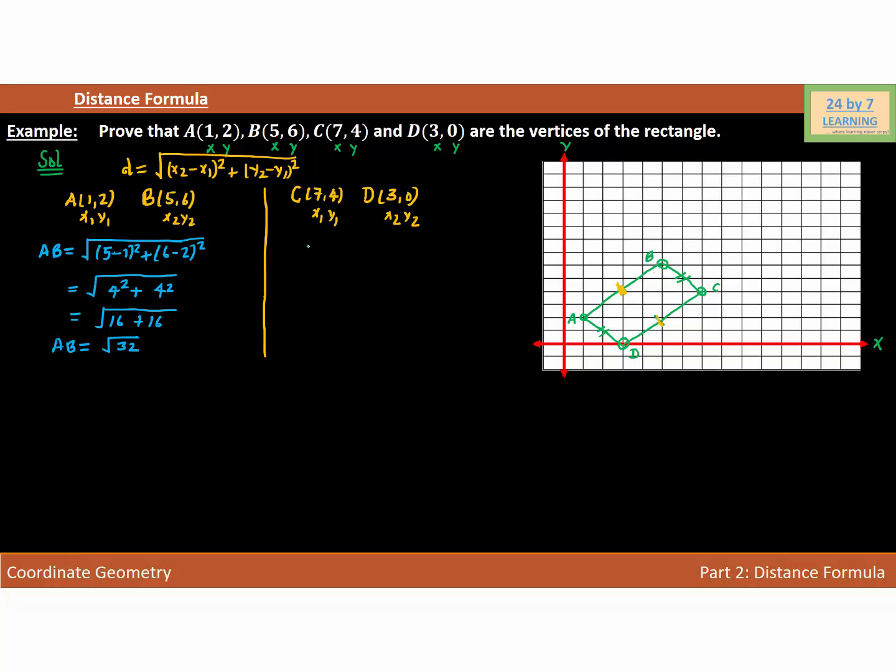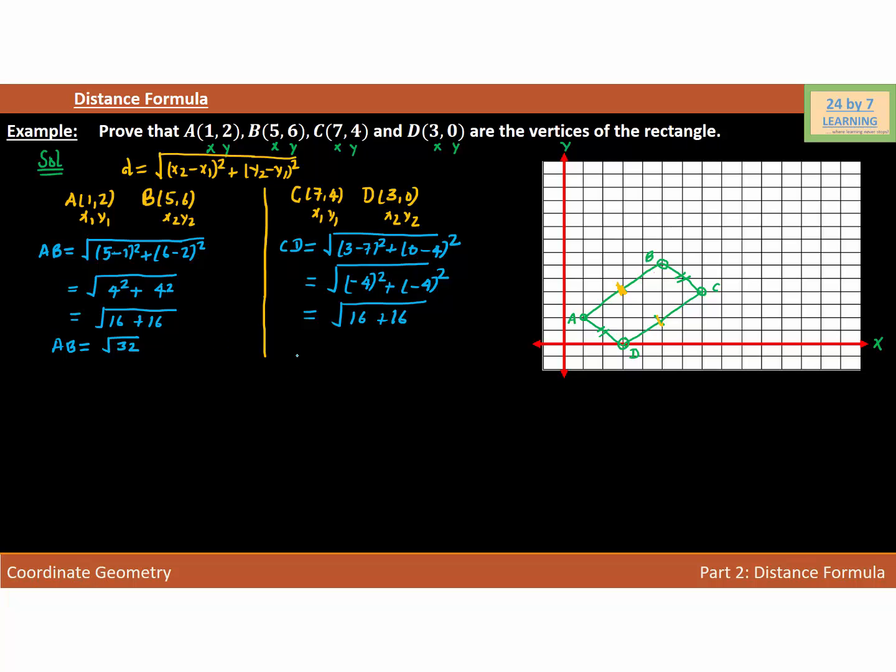Now let's consider CD. My CD will be the square root of (x2 minus x1) squared, so I will write 3 minus 7 squared plus y2 is 0, so 0 minus 4 squared. And as we know, 3 minus 7 is negative 4, so I will write negative 4 squared plus 0 minus 4, which is also negative 4 squared. As we know, negative 4 squared is 16, and this is also 16. So I will write 16 plus 16.